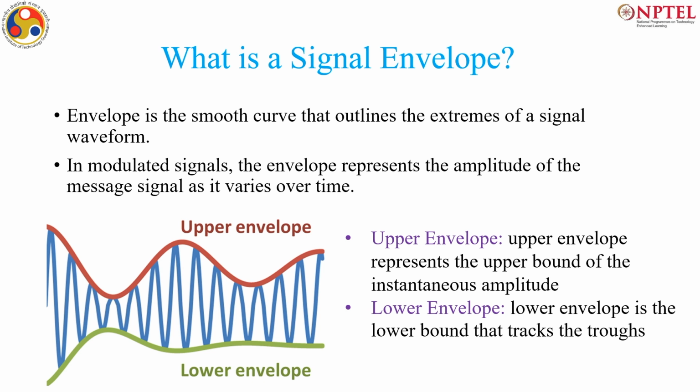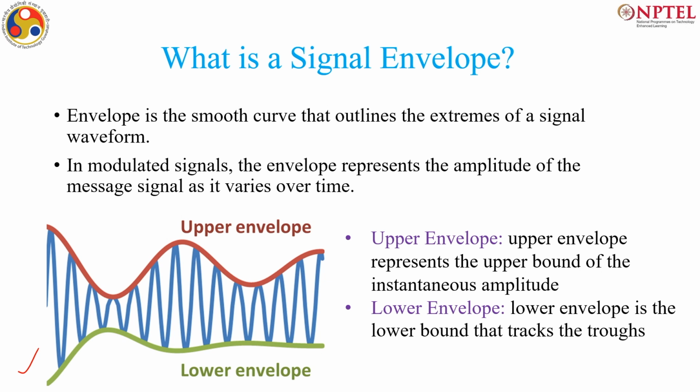So what is a signal envelope? An envelope is typically a smooth curve that outlines the extreme values of the signal. If you see this figure, the blue curve is the signal, while the curve which is pretty smooth, obtained from the extremas or peaks of the signal and the troughs of the signal, is called the envelope of the signal.